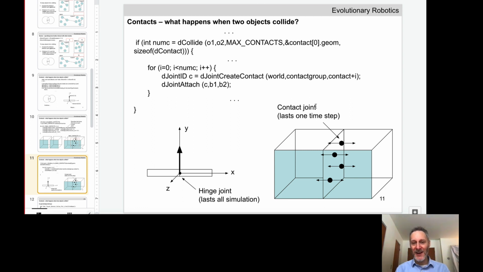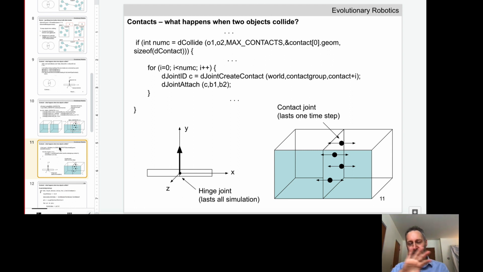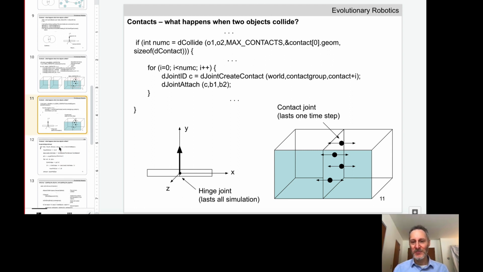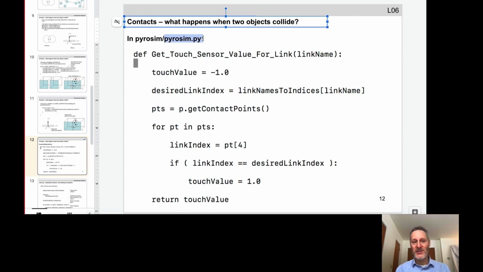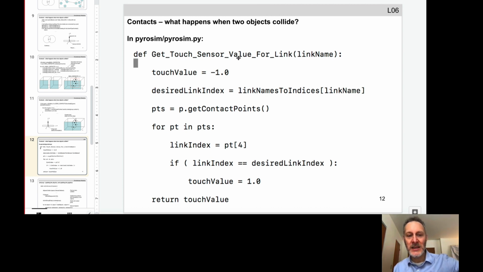Contact joints are a particular type of joint that constrains them from moving in the direction that they were previously moving in, right? The direction that caused them to interpenetrate. Okay. It's a lot of details. Again, all of these details are hidden from you in PyBullet, but I think it's useful to see. If you actually want to see, in your own code base, you can navigate into the pyrosim directory and open pyrosim.py. And if you look for this particular function, get touch sensor value for link, you can actually see how these contact points are used.